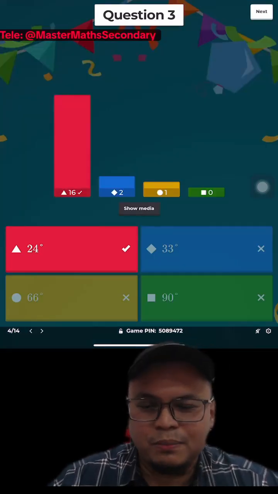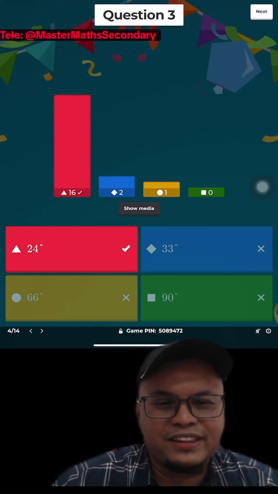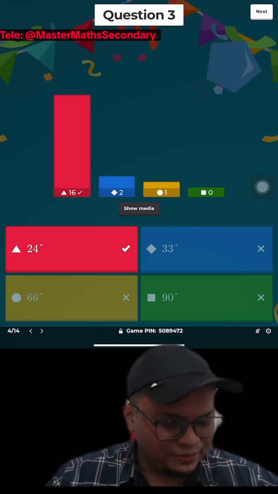Wow, most of you were able to get this right. Some of you were complaining that it's difficult, but we got quite a number of you getting this right. That's nice. So let's take a look at how this is done, guys.